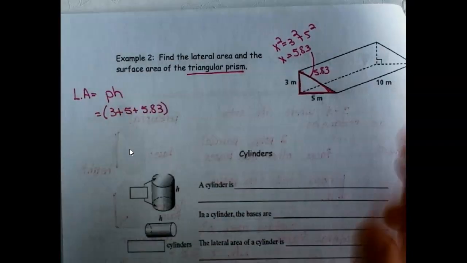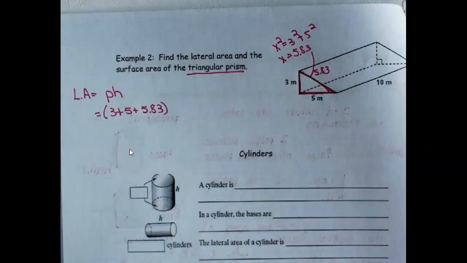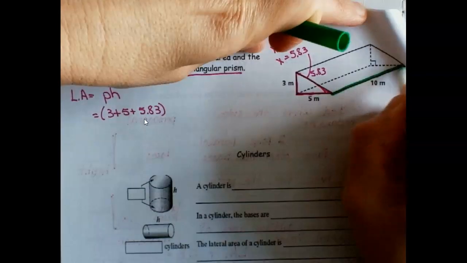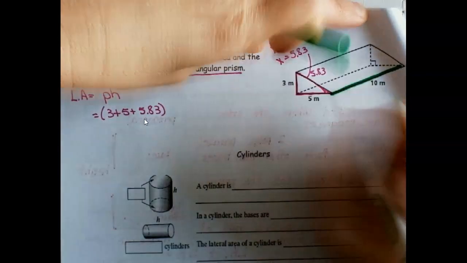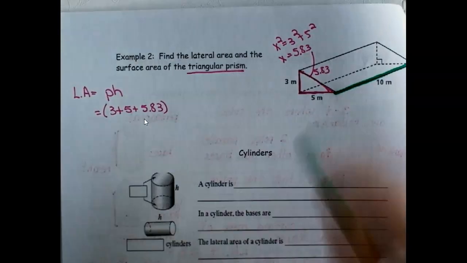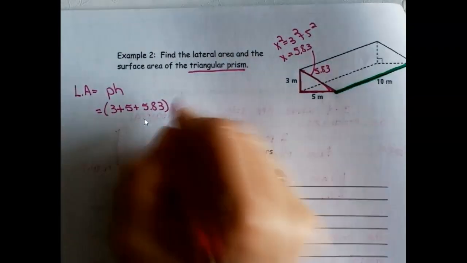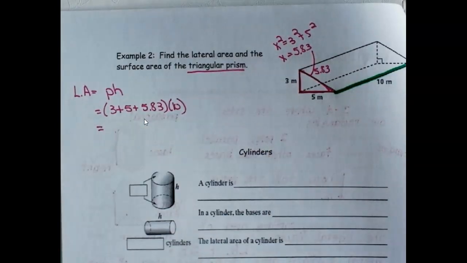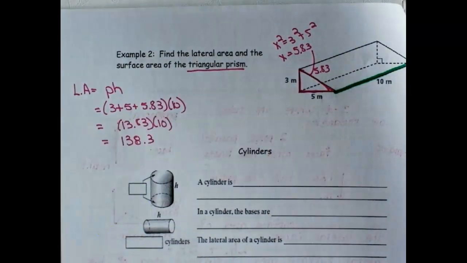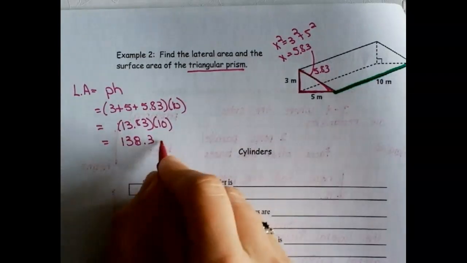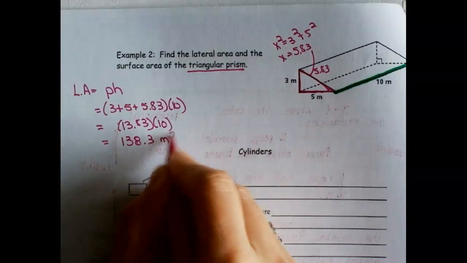And the height of the prism is the distance that connects those two bases. So in other words, if you took that prism and you stood it up on its triangular base, the height would end up being 10. Okay, so plugging it all in, I ended up with 138.3, and that would be meters squared.